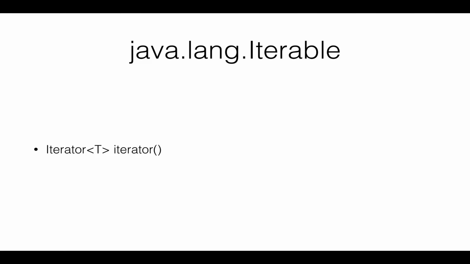This interface provides only one method, which will return an iterator. Every collection that implements this interface can be used in the for each loop, which greatly simplifies the usage of your homemade collection.